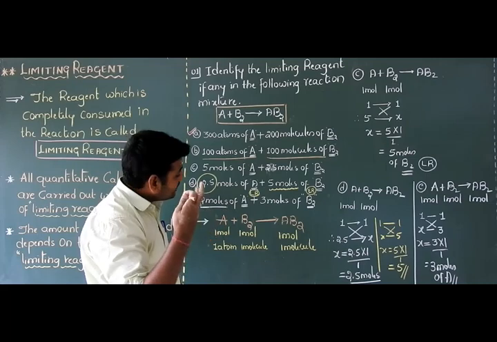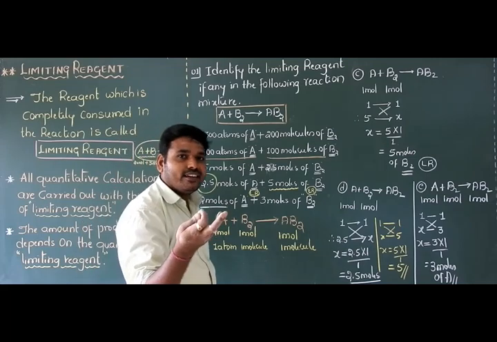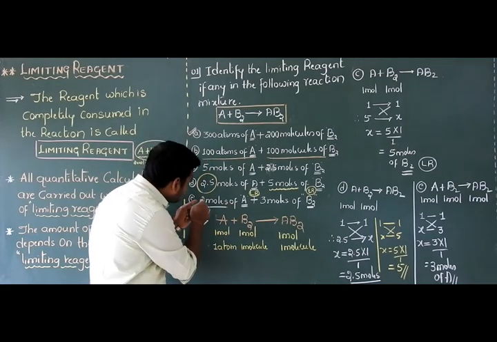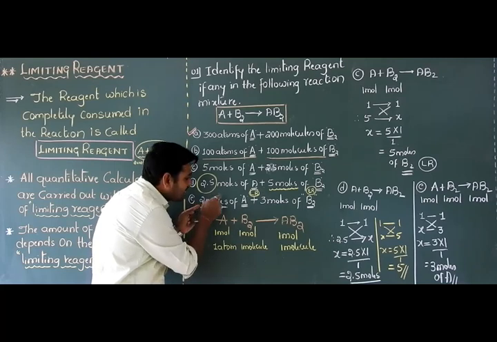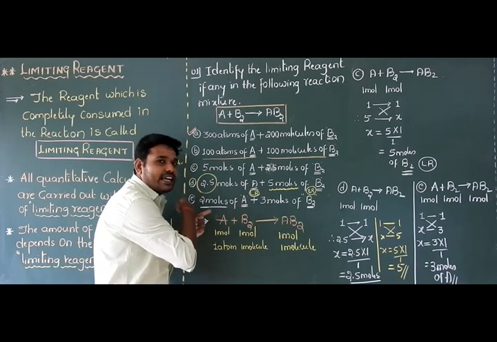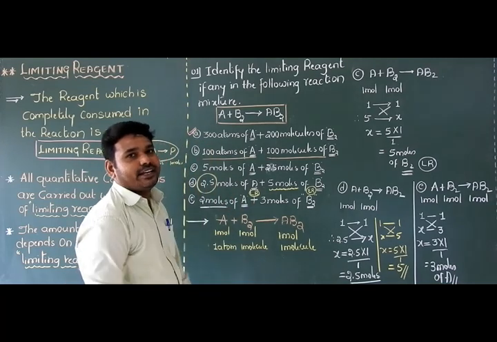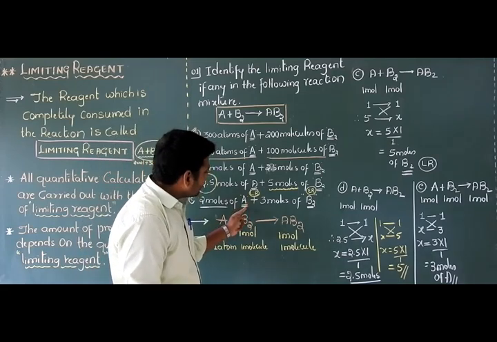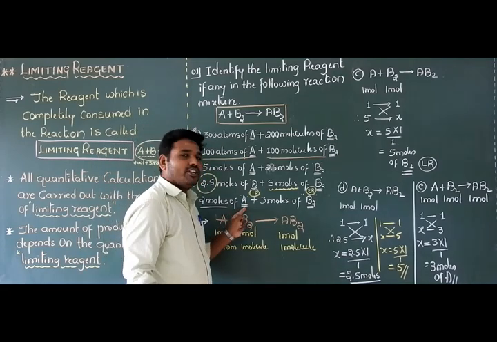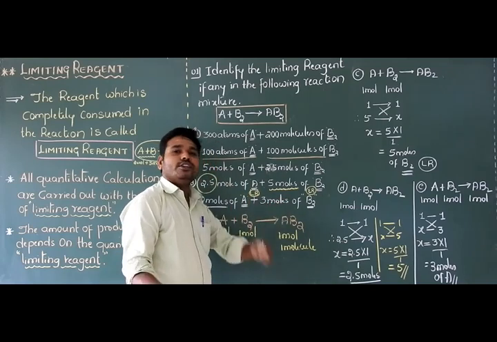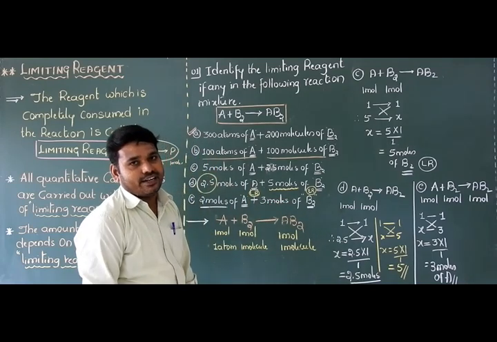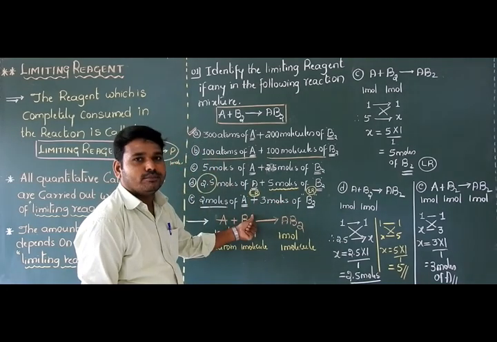ನೋಡ್ರಿ, available is 2 but required is 3. Therefore all these 2 moles of reactant A are completely consumed in the reaction, hence it is called as a limiting reagent, students. If A is called as a limiting reagent means which one is excess here? B2 is called as excess reagent. Any doubt in this problem?